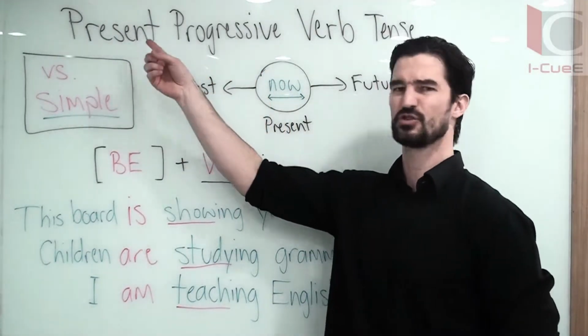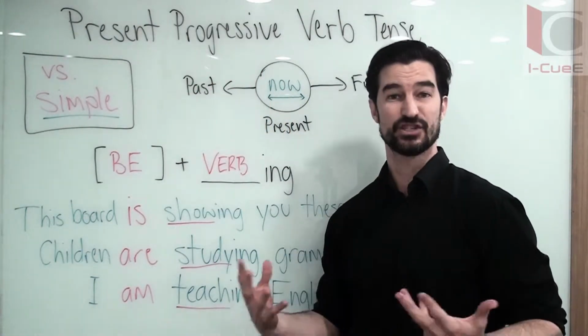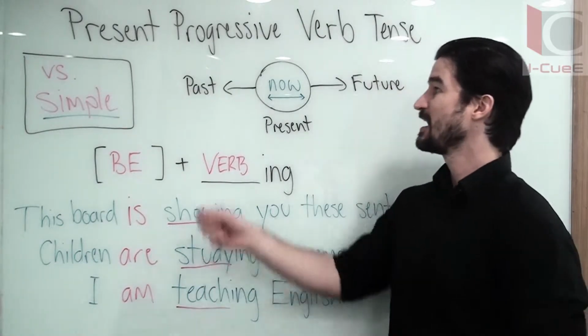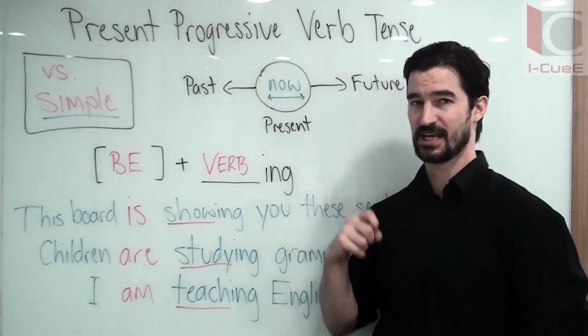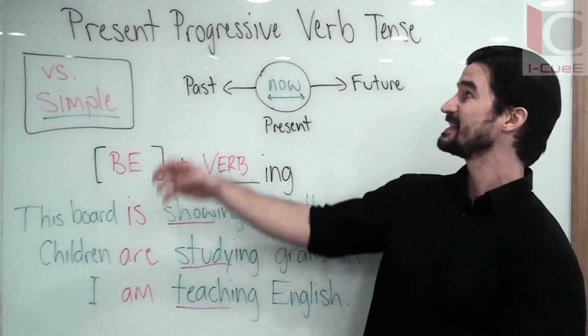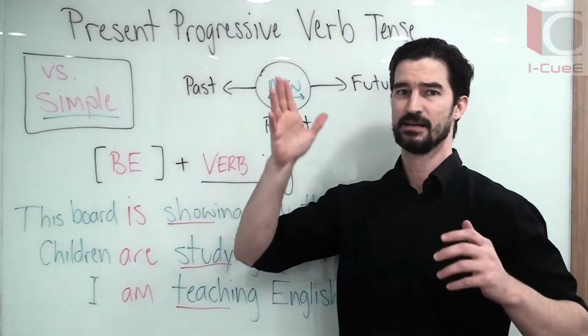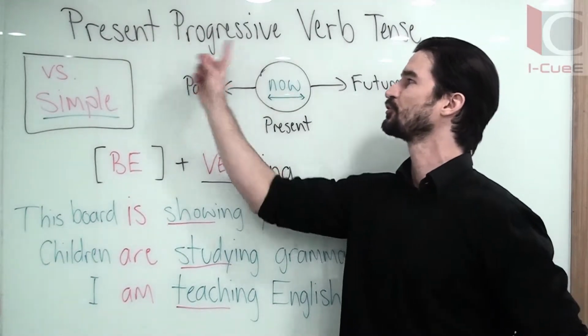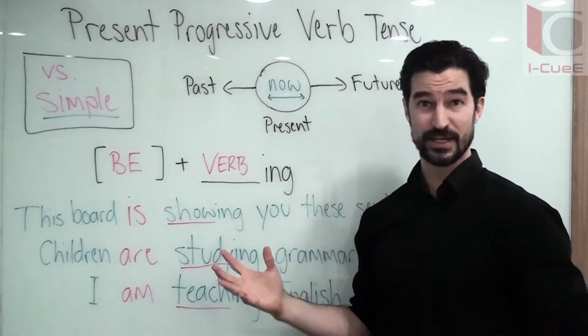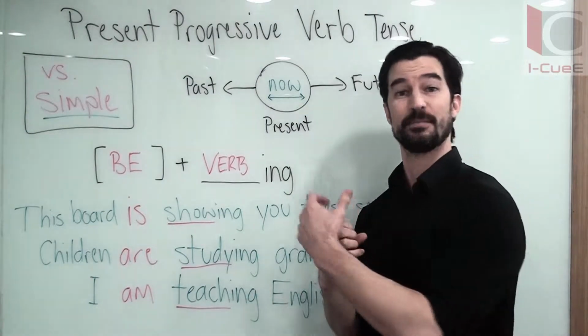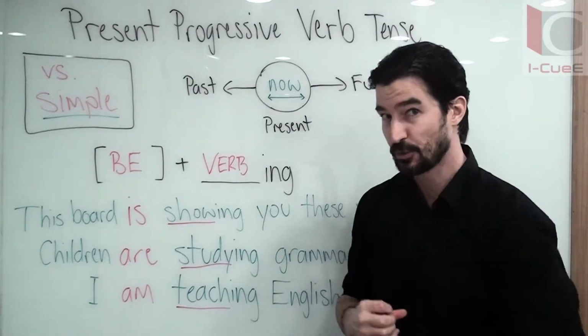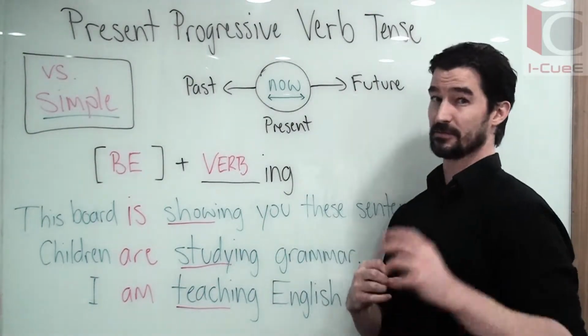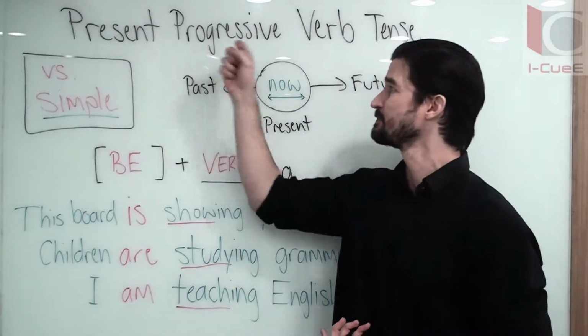Now, present you should know. Present is one of the three general tenses in English. We have the past, present, and future tenses, and you should already know all of the simple tenses. But we're not going to be talking about the simple tenses today. We're going to be talking about the present progressive. There are three progressive tenses. There's the past progressive, present progressive, and future progressive. Today we're talking about the present progressive.